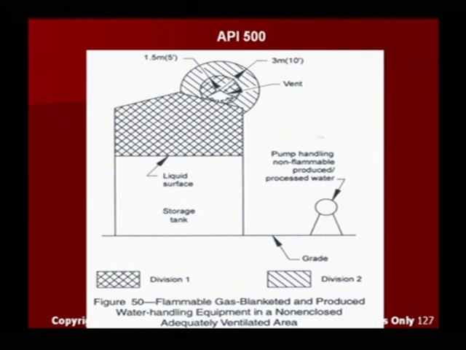And if you were looking at an area classification map, this is the kind of hash marks you would see. There would be a little mark right here that means Div 1, and these little marks right here mean Div 2. And if it's non-classified, there would be no marks on it at all. This is per API 500. And this is Figure 50, flammable gas protected, blanketed and produced water handling equipment in non-enclosed, adequately ventilated area. So this tank is in an adequately ventilated area.